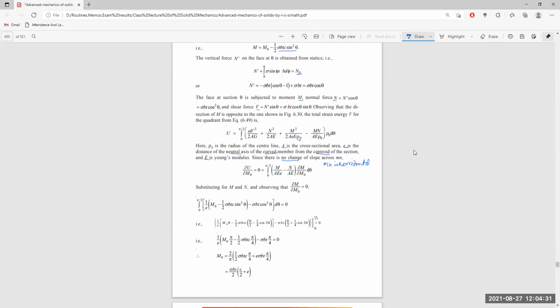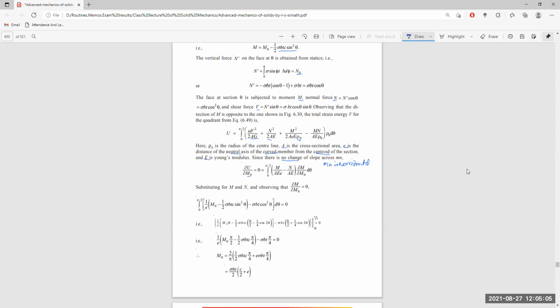So what we want to do is, since there is no change in slope and it is horizontal, the rate of change of this energy with respect to the bending moment m0 acting over it is supposed to be equal to 0. So we are integrating from 0 to pi by 2 and neglecting terms which are not a function of m0, like this one and this one. We get this portion of the beam and this portion of the beam.